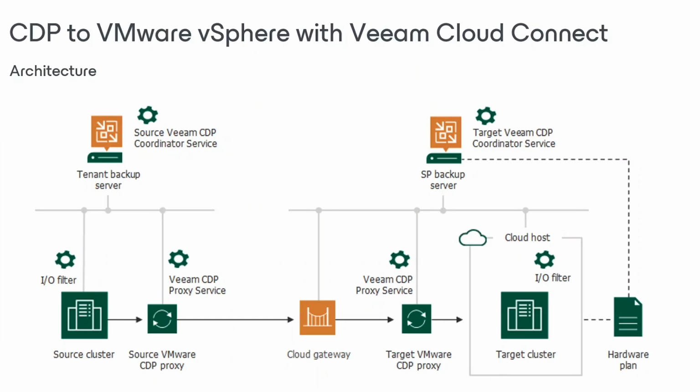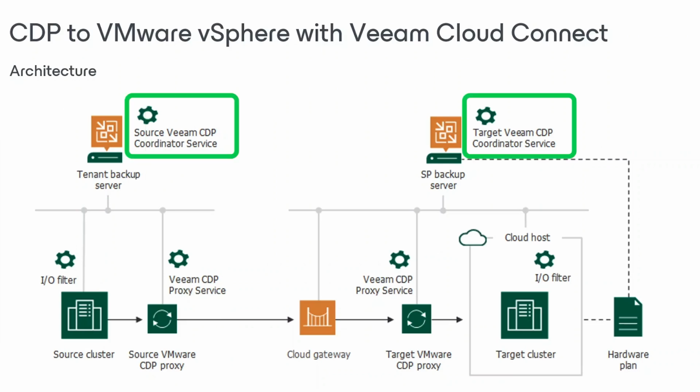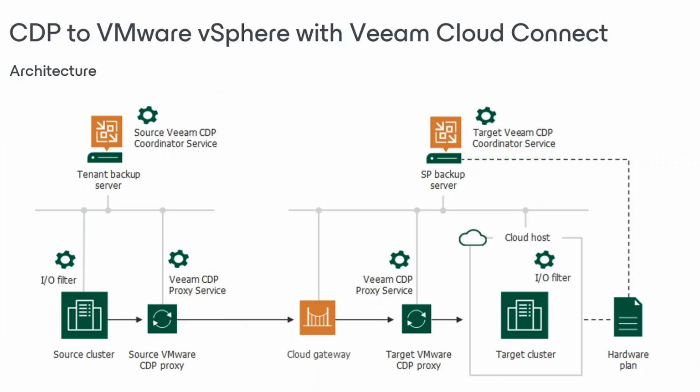In the following architecture, we have a similar picture, right? But with Veeam Cloud Connect in between. So this scenario means that we are going to be the offsite disaster recovery site for the customer. And in this case, we are going to use VMware vSphere as a destination. So what we can see here is that we have a backup server at the customer's location, at the tenant, and we have a backup server at the service provider location, and each of them hold a coordinator service.